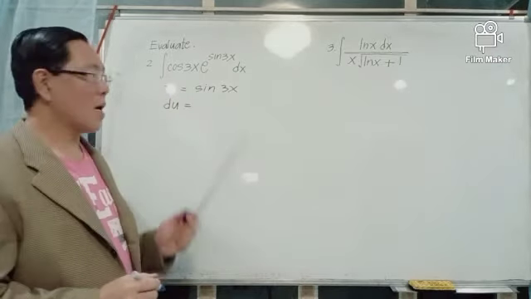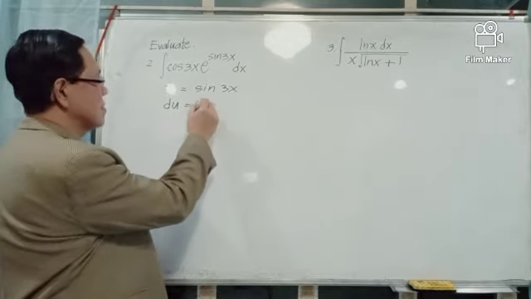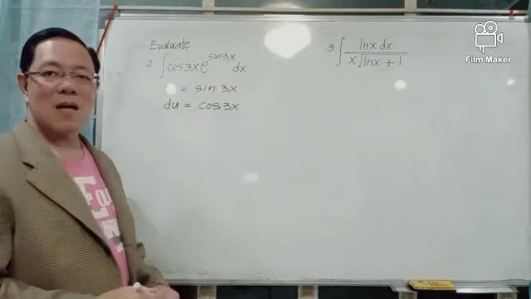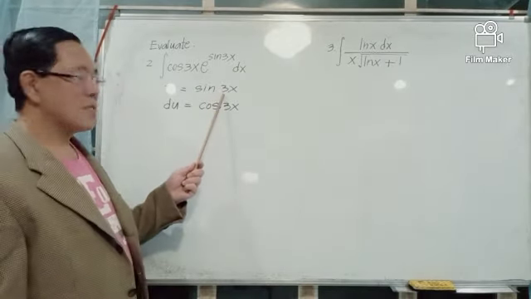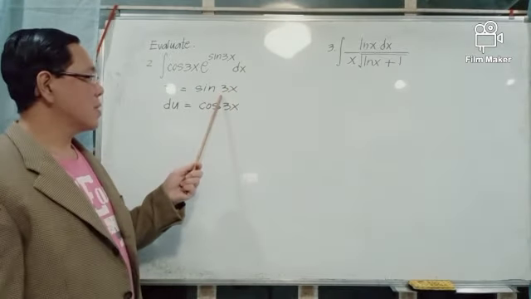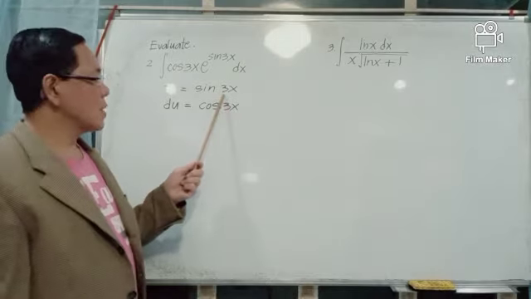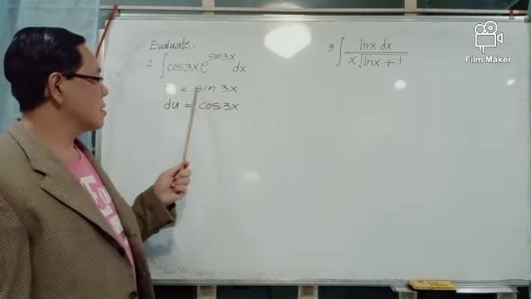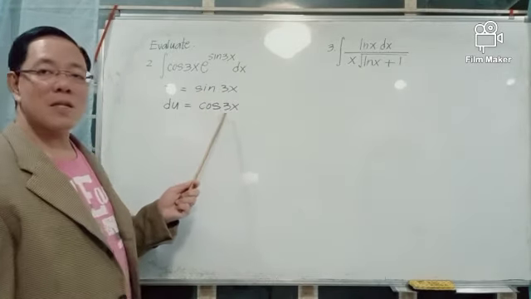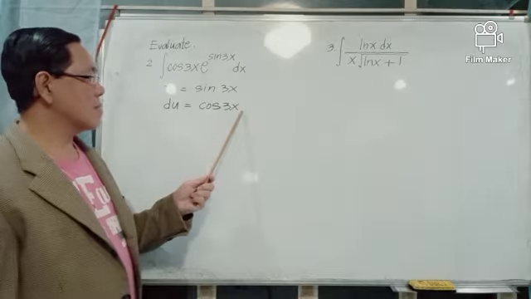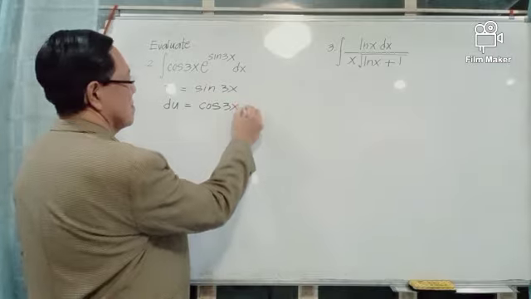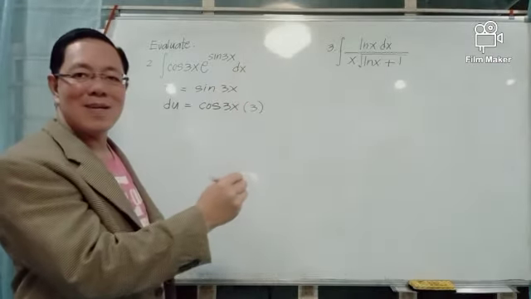And the derivative of sine is cosine, cosine of 3x. Because the angle is not a single variable x with exponent of 1 and coefficient of 1, but it is 3x, we apply the chain rule. The derivative of sine 3x equals the derivative of sine, cosine 3x, multiplied by the derivative of 3x, which is 3, multiplied by dx.